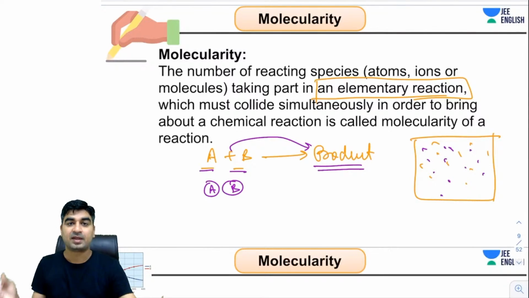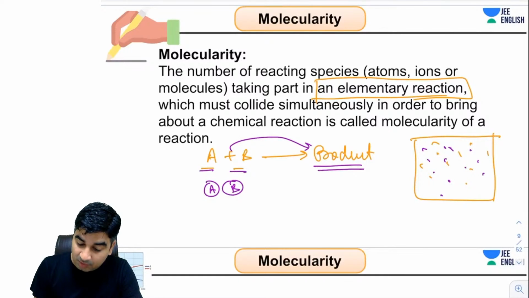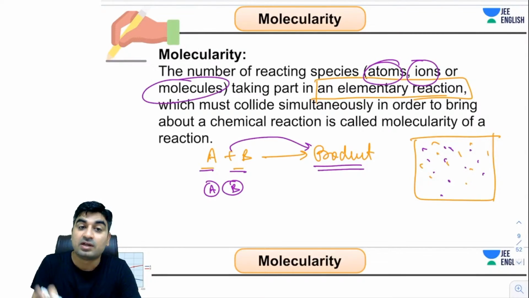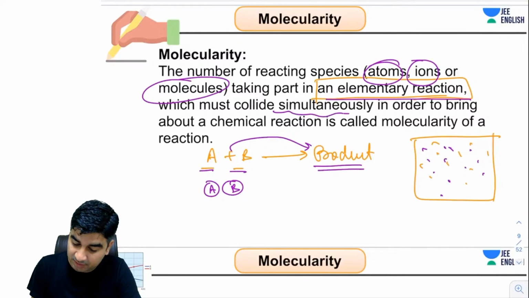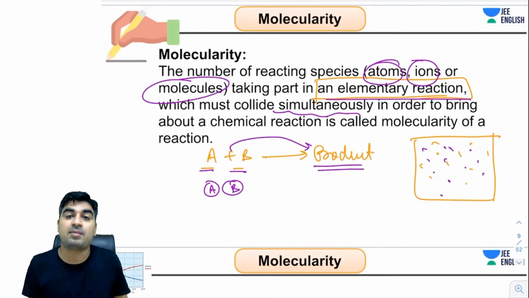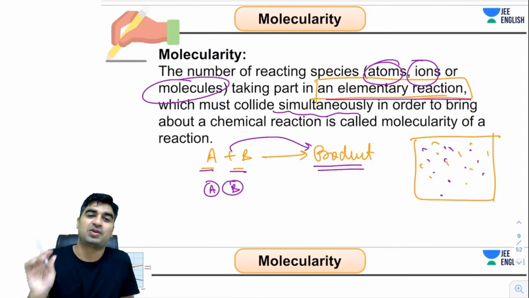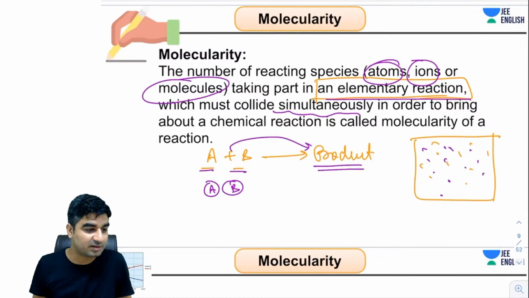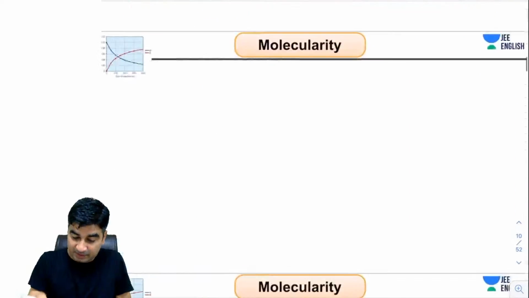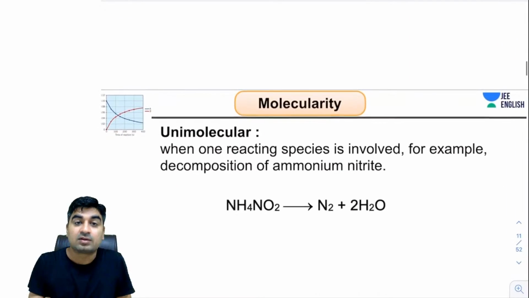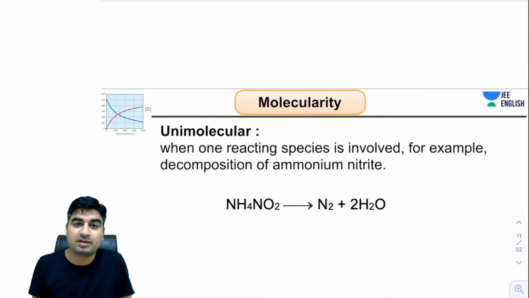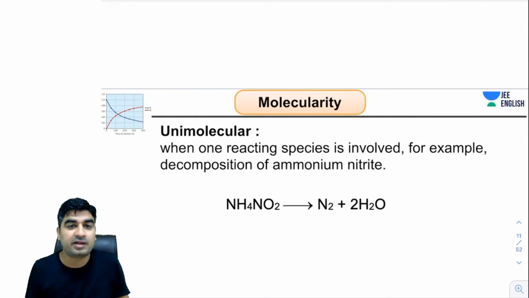So the number of reacting species, it can be atoms, ions or molecules, taking part in an elementary reaction which must collide simultaneously in order to bring about a chemical change is called molecularity, right? So now let's move to the next point. Types of molecularity. How many types of molecularity are there?